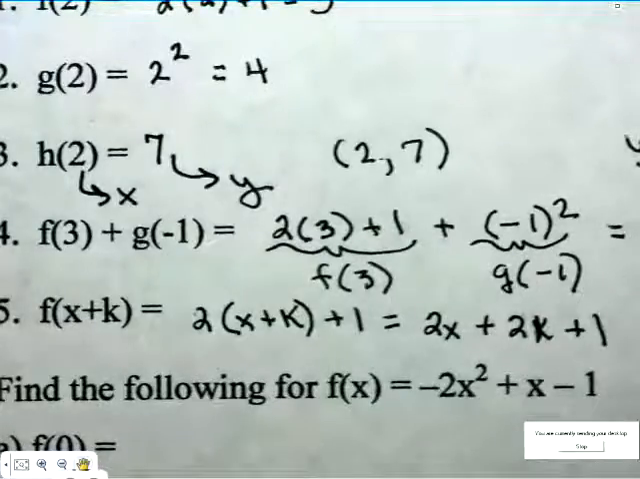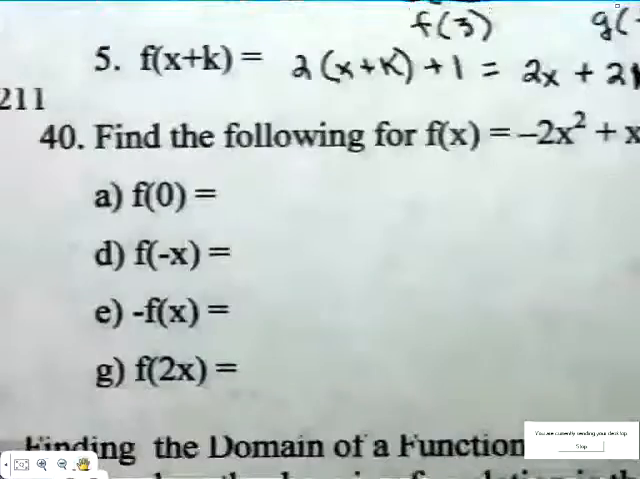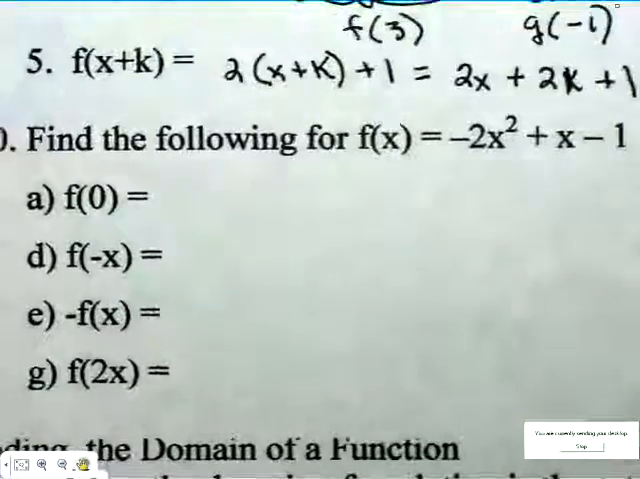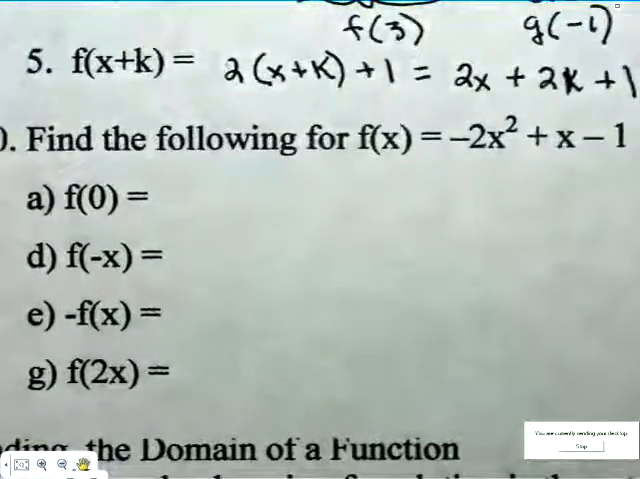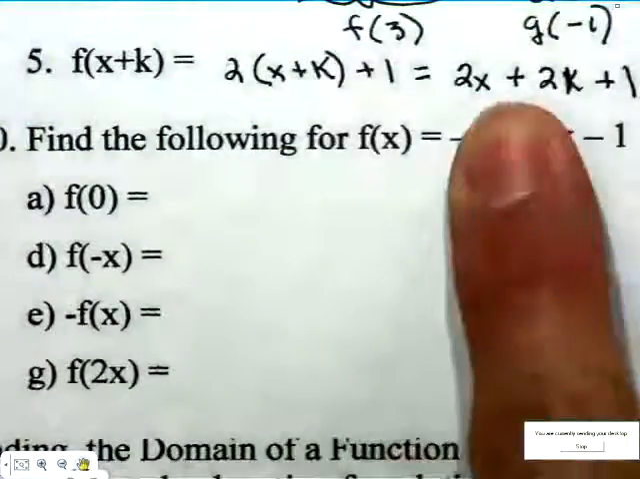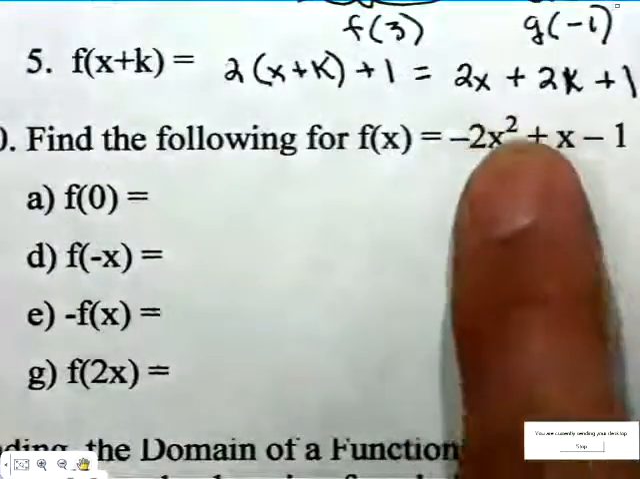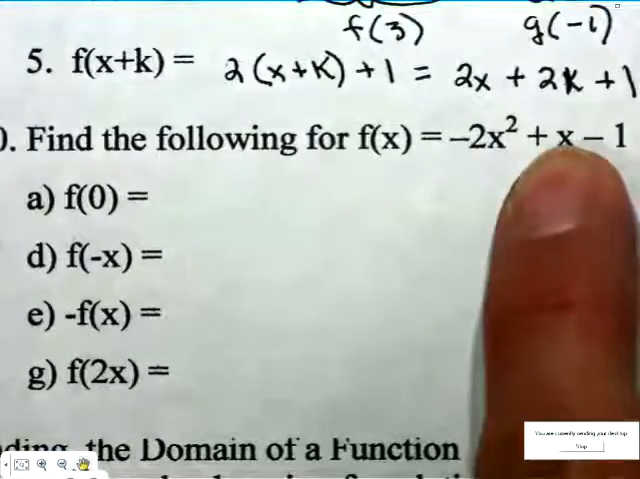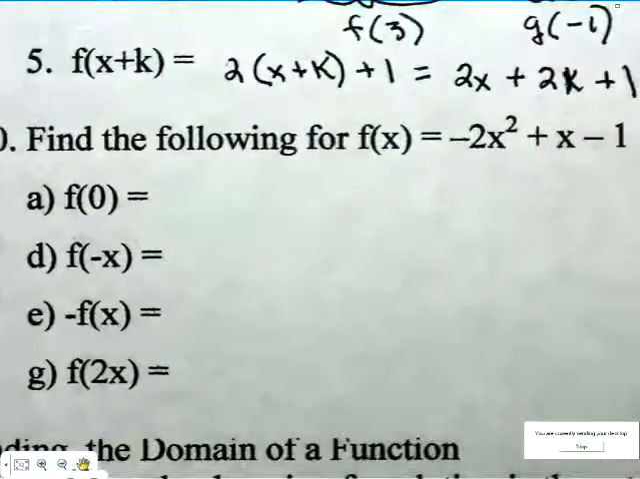Number 40. Find the following for f of x equals -2x squared plus x plus 1. F of 0, just put 0 in place of x. F of 0 is always easy to find because any term with an x in it's just going to be wiped out. You let x be 0, negative 2 times 0 squared is 0, plus 0 is still 0, so all that's left is negative 1.